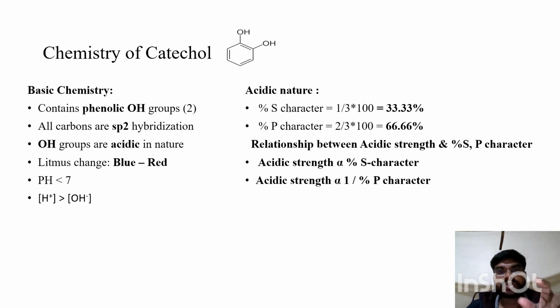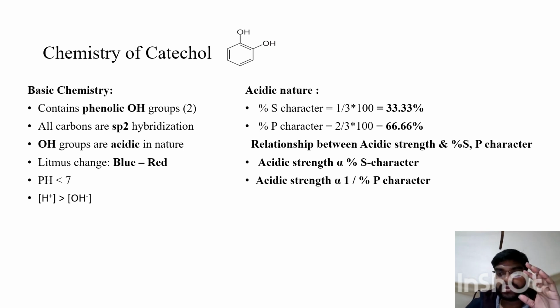Here in this case, the OH group is directly attached to the benzene ring. That OH group is nothing but a phenolic OH group, so it is termed a phenolic OH. Whereas in alcohol, the OH group is attached to an alkyl group. Whatever the alkyl group might be, the OH group is attached to an sp3 hybridized carbon only. But in phenol, the OH group is attached to an sp2 hybridized carbon. So that is the main difference between phenolic OH and alcoholic OH.